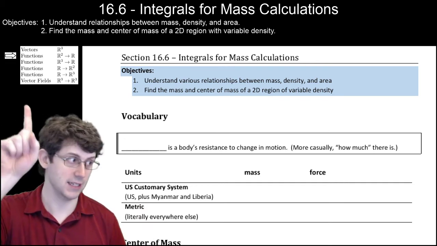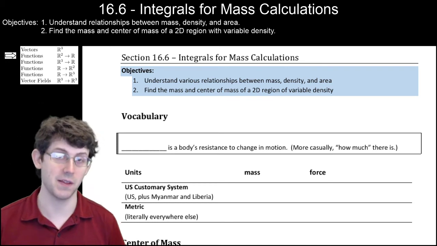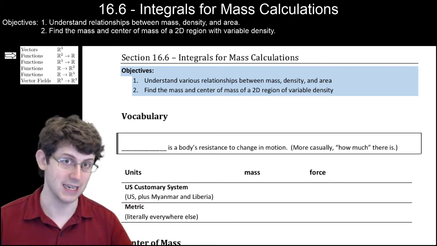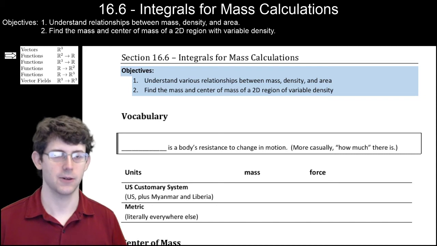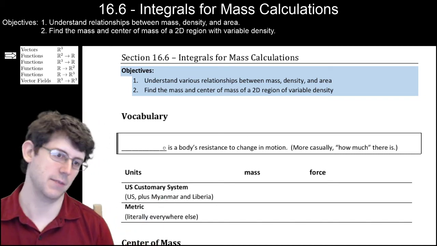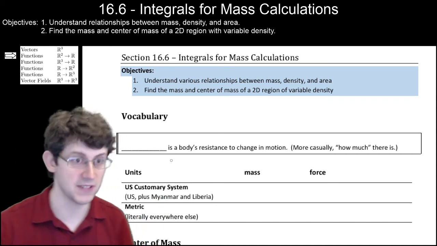The objects that we'll be dealing with in this section are mostly functions where the input is a point in the plane and the output is a number. So let's jump in and see what's going on. Basically, we're going to start out by reviewing some physics terms.